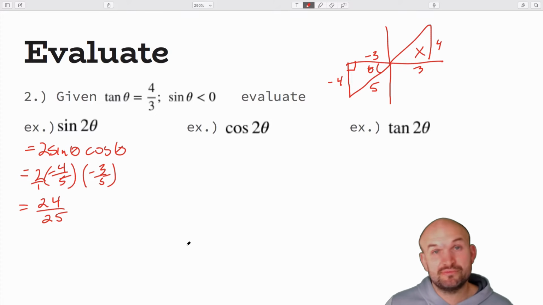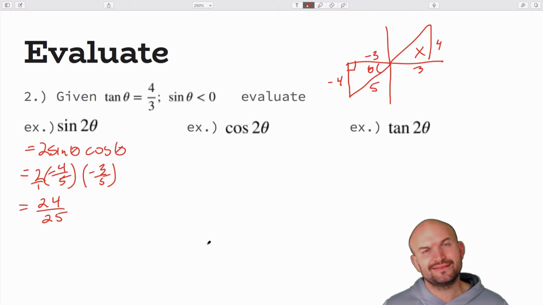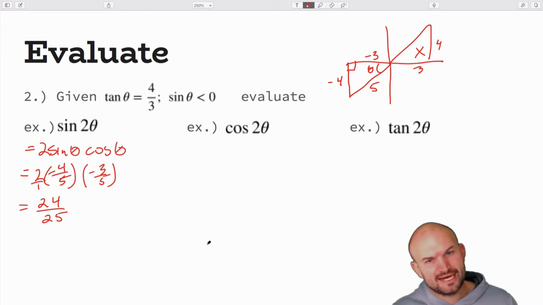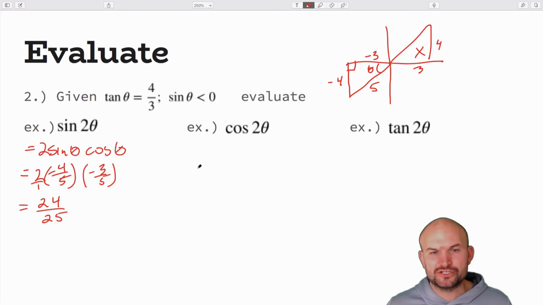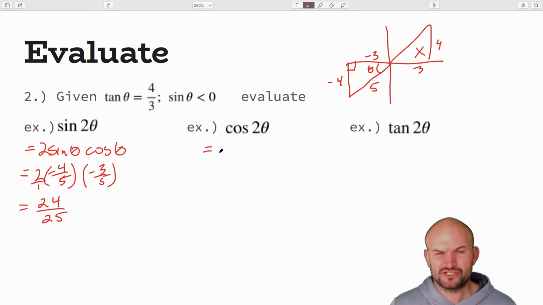Now for the cosine, you can pick really any formula that you want to. I prefer for evaluating to do cosine squared minus sine squared, unless there's something that I realize is not going to be difficult. The reason why I like cosine squared minus sine squared is that it's typically going to be easier to combine your terms, because you'll always have a common denominator, which will be the hypotenuse. So it's a little bit easier just to do the work. So I'll do cosine squared minus sine squared of theta.